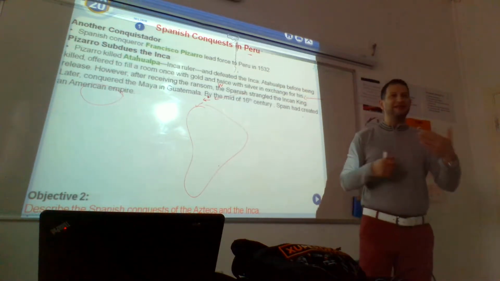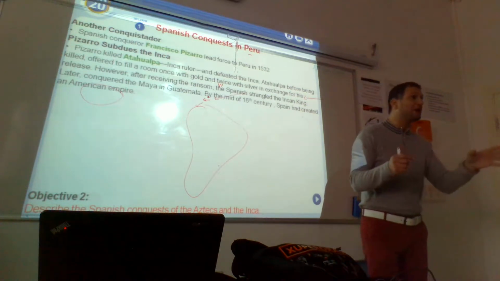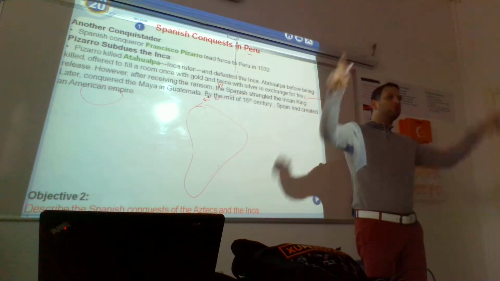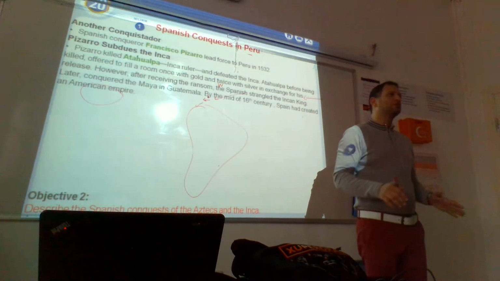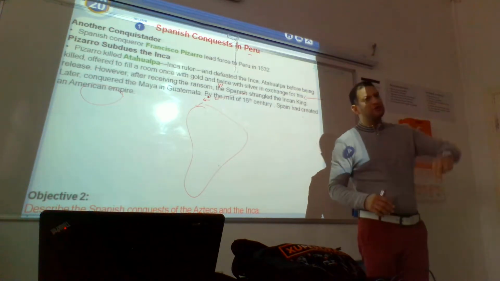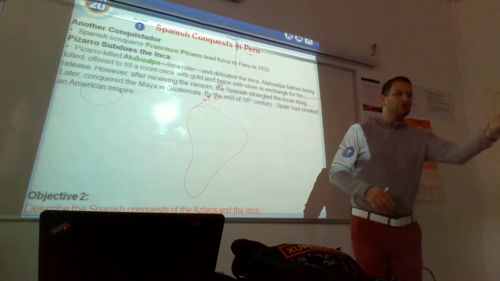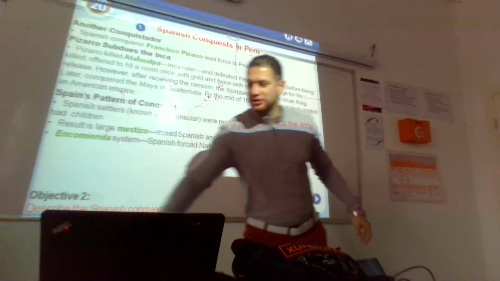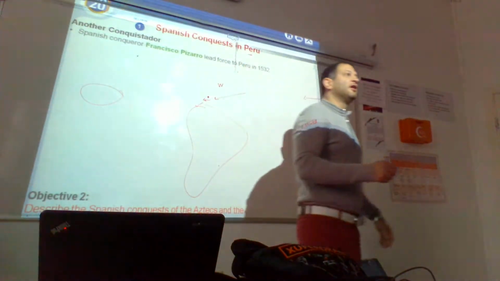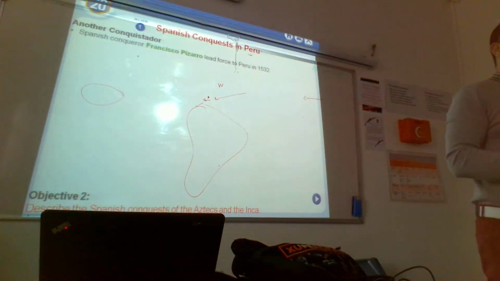So they want to make a deal with Francisco Pizarro. The deal was, we will give you a room filled with gold, and twice filled with silver, and in return you have to free our president or our emperor. If you are the European in this case, if you are Francisco Pizarro, what are you going to do?